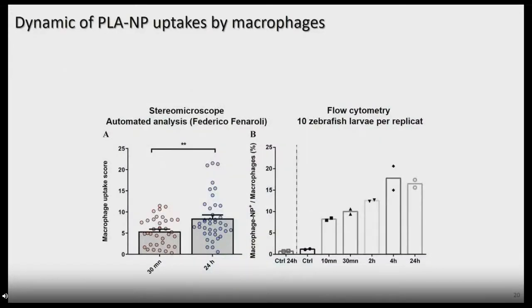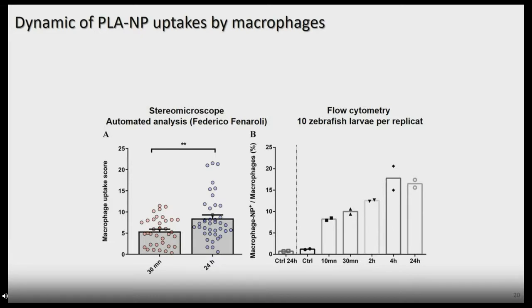So then we tried to figure out what the dynamic of internalization by the macrophages is. We looked between the 30-minute and 24-hour time points at the quantity of nanoparticles inside macrophages. And we could see that although there are no more nanoparticles circulating at 30 minutes, the macrophages still internalize nanoparticles. We also looked by flow cytometry at the fraction of macrophages positive for nanoparticles. You see a slight increase from 10 minutes to 30 minutes, but at 30 minutes nothing is circulating anymore, and still more and more macrophages become positive for the nanoparticles.